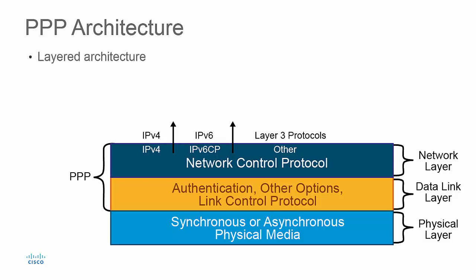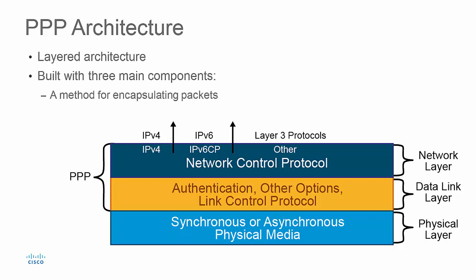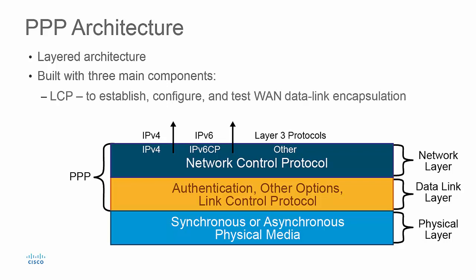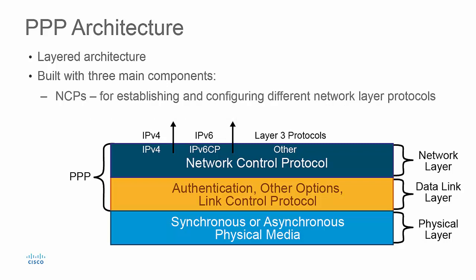PPP has a layered architecture that's built with three main components: a method for encapsulating packets, Extensible Link Control Protocol, or LCP, to establish, configure, and test the WAN data link encapsulation. The authentication and determining of the link operation is also a part of LCP. But remember that authentication of a PPP link is optional. Then you also have a family of network control protocols, or NCPs. They're used for establishing and configuring different network layer protocols, and you can use multiple network layer protocols simultaneously.